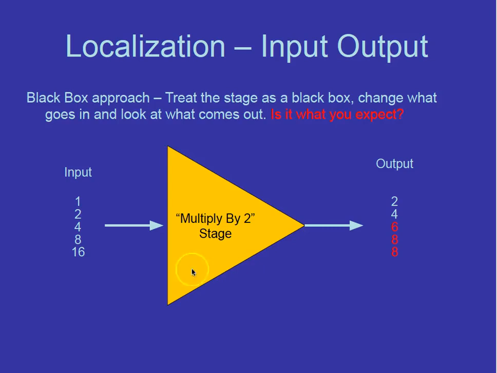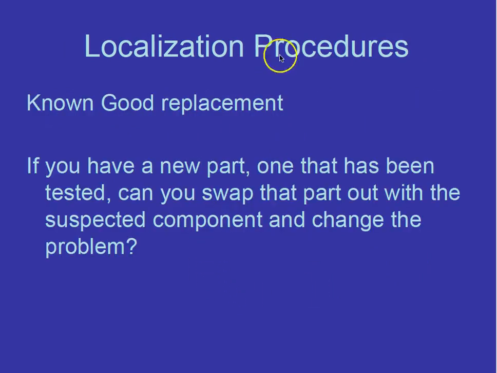Localization, input output, we already discussed. For each stage you basically check input and output. Black box approach: treat the stage as a black box, change what goes in and look at what comes out. Is it what you expected? So change the input and see what you are getting at the output. That way you will know if a particular stage or block is performing correctly. So that's your input output localization.